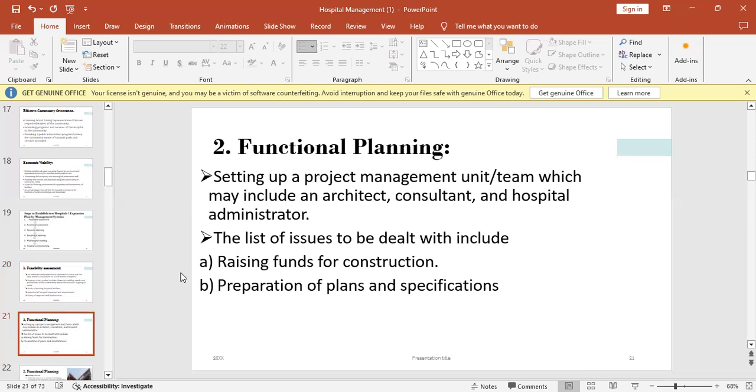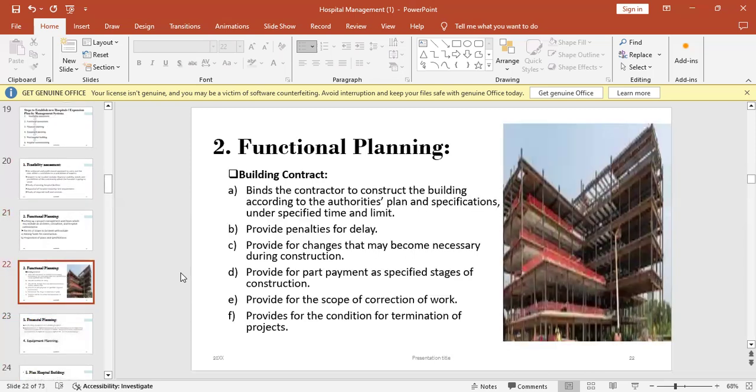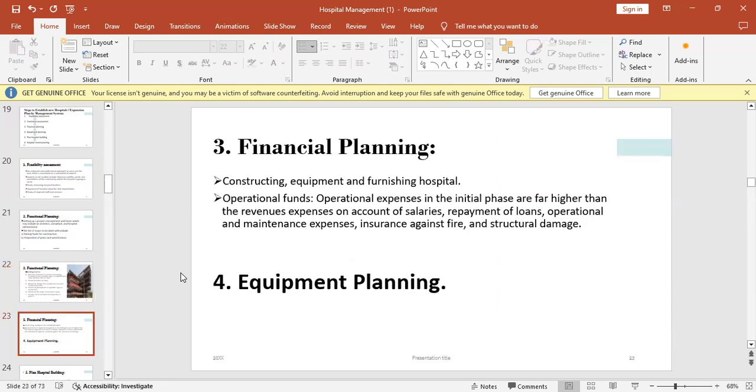The next is the functional planning. That is setting up a project management unit team. The list of issues to be dealt with includes raising funds for the construction, and preparation of the plans and specifications. Then there is the building contract. Bind the contractor to construct the building according to the authority's plans and specifications within the specified time and limit. Provide penalties for delay. Provide for the scope and correction of the work.